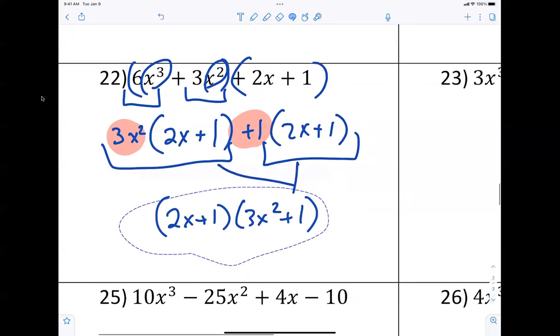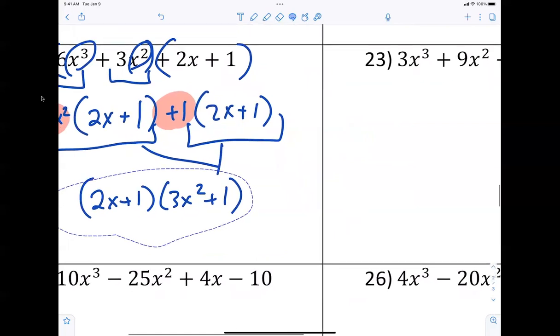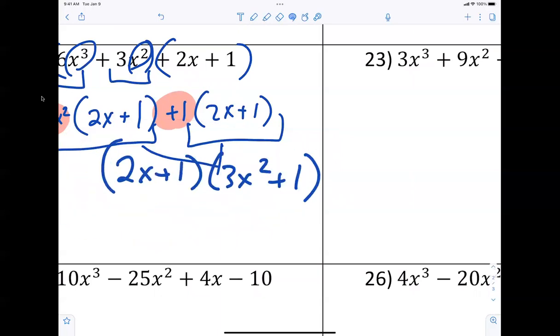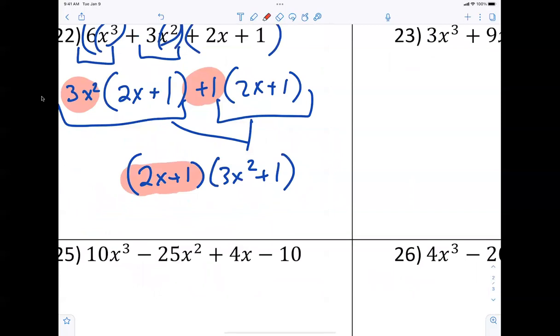Can you never put an addition sign between the two? Then it would be what? Addition. And what is this? It's a multiplication. It is a multiplication, and let me explain why. If you were to distribute the 2x plus 1, you would distribute it to the 3x squared, and then you would multiply it times the 1. That's what that is.